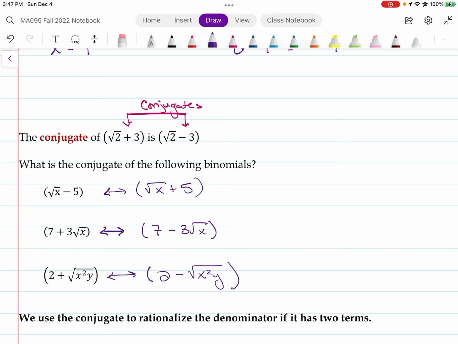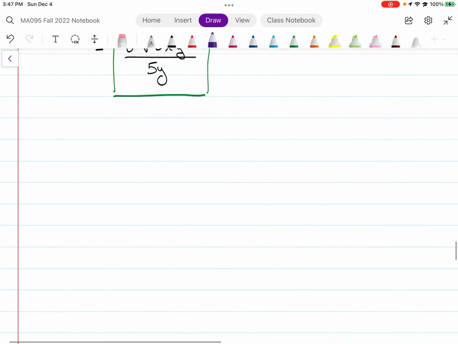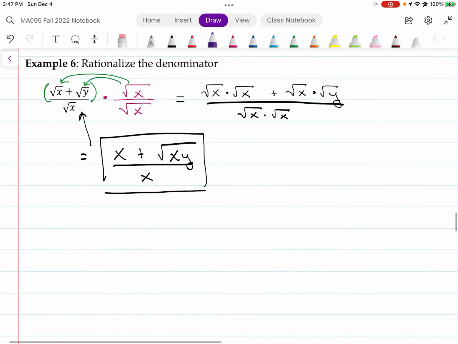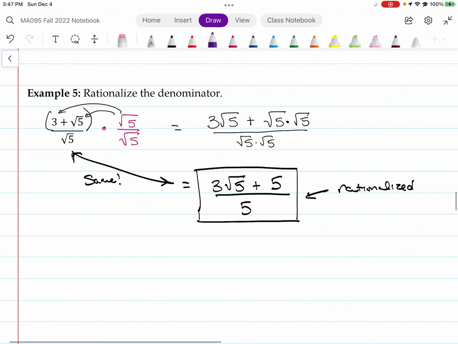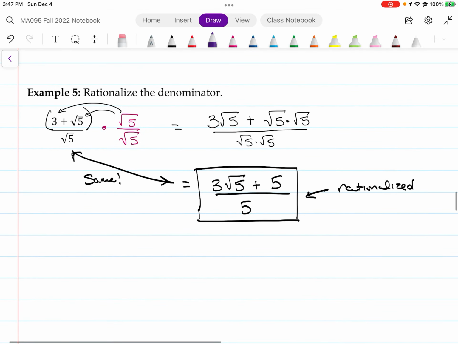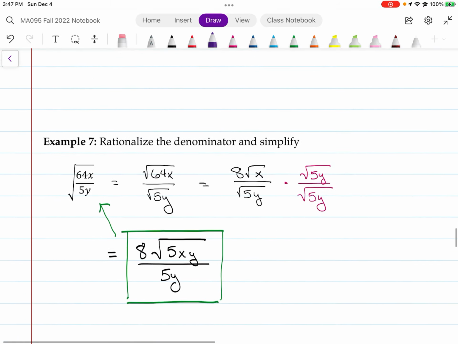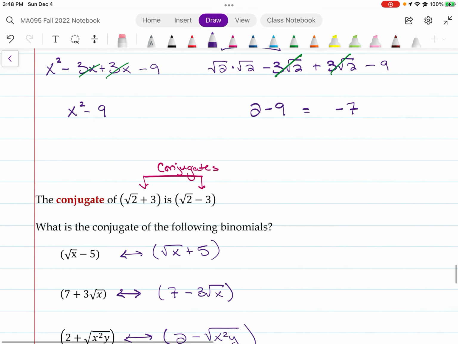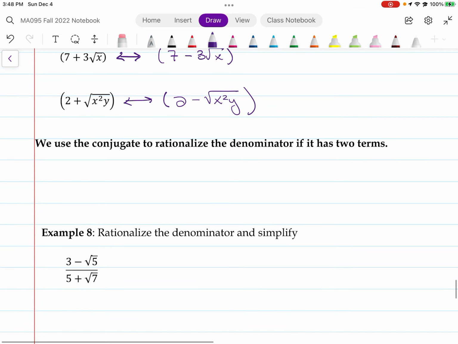All right, we're going to use these to rationalize the denominator if it has two terms. So let me just go back up and show you again. We were rationalizing things with one term on the bottom. There's not any addition and subtraction in any of these denominators. So now we're going to see some that have denominators that have two terms in them like this. So what we're going to do is we're going to look at this right here, and we're going to multiply the top and the bottom by the conjugate of that, which is 5 minus the square root of 7.